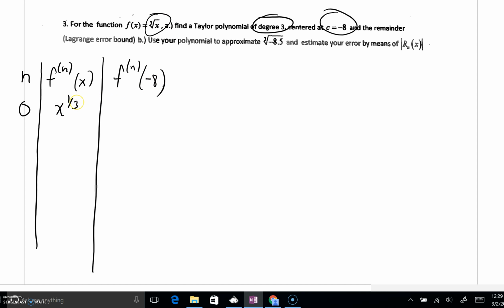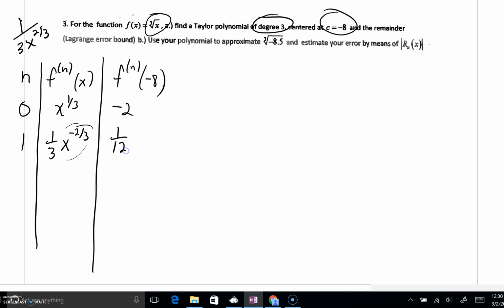Of course, if you plug -8 in, what's the cube root of -8? Well, it's -2. Then what? We could say, well, let's take our first derivative. You'd get 1/3 x to the -2/3. If you were to plug in -8, you're really going to have 1/3 x to the 2/3. So you take that cube root of -8, you get -2, but then you square it, you get a 4. 4 times 3 is 12.